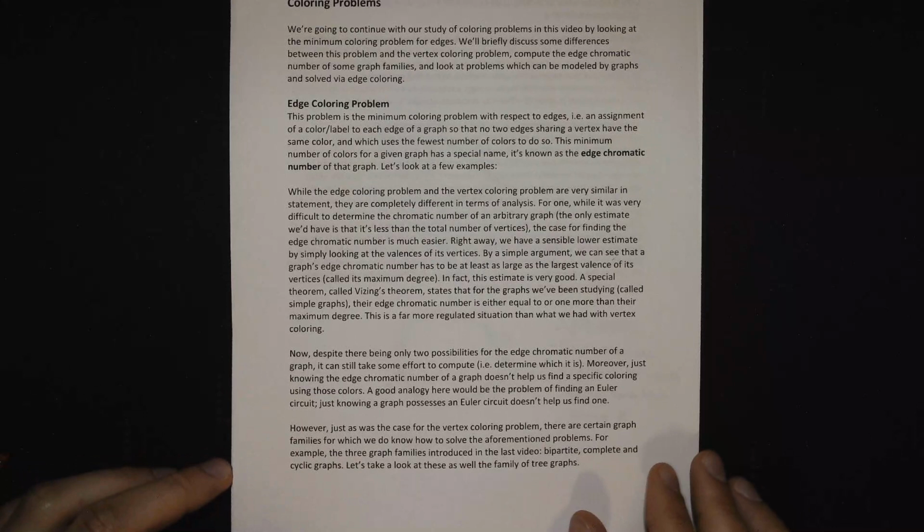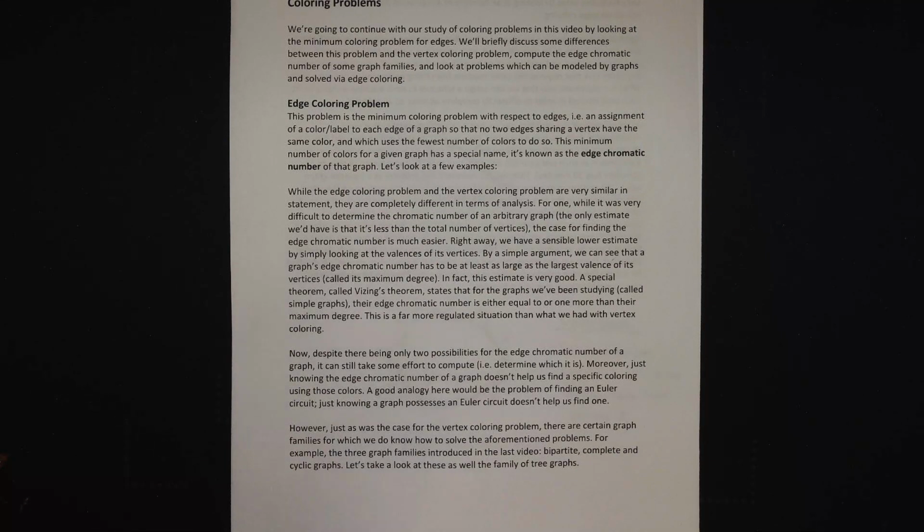Alright. So while the edge coloring problem and the vertex coloring problem are very similar in statement, they are completely different in terms of analysis. For one, while it was very difficult to determine the chromatic number of an arbitrary graph, the only estimate we'd have is that this chromatic number is less than the total number of vertices, which would correspond to giving every vertex a different color. Remember, chromatic number is the minimum number of colors needed to color the vertices of a graph so that adjacent vertices, meaning vertices connected by an edge, have different colors, right?